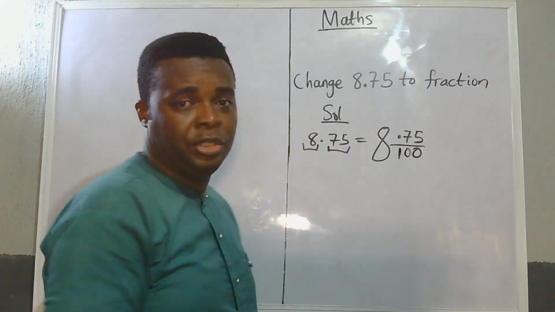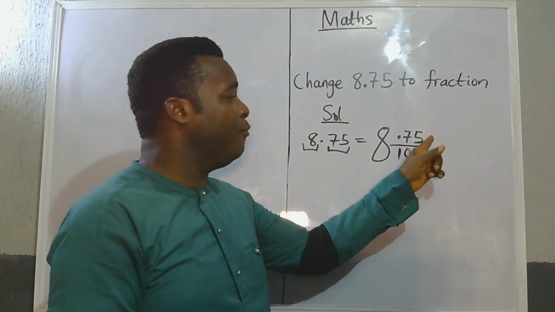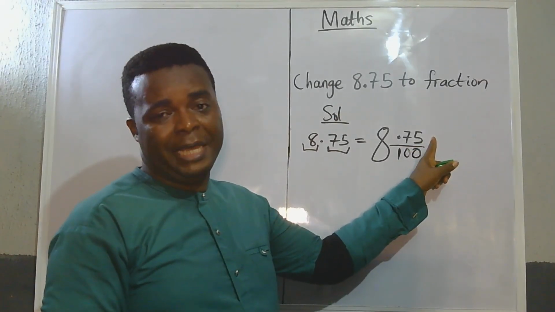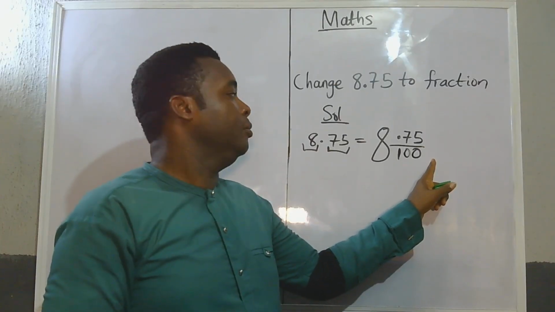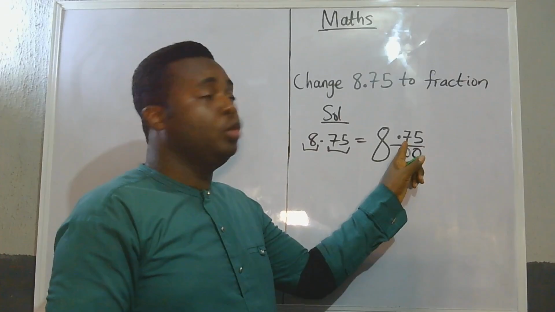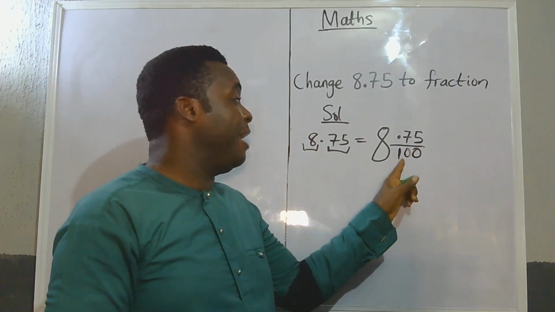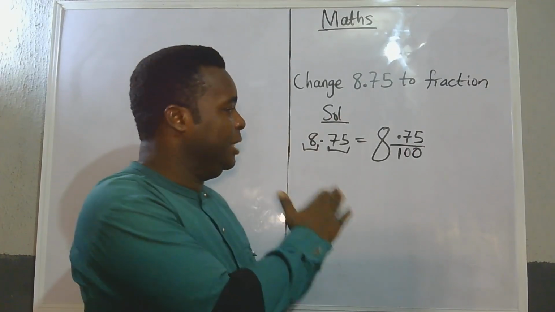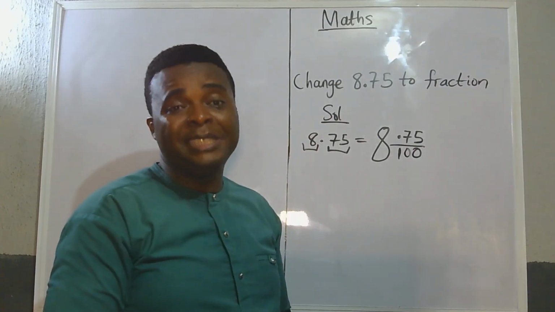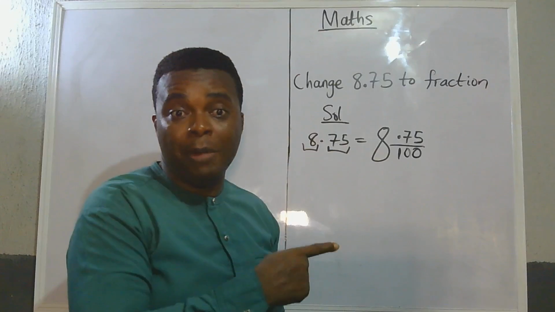Do you understand? Had it been I have one more number here, I would have added another 0 under the number. Do you see it? But since I'm having two numbers, 7 and 5, I have 2 zeros under them. Now, with this, I can start reducing the fraction to the lowest term.